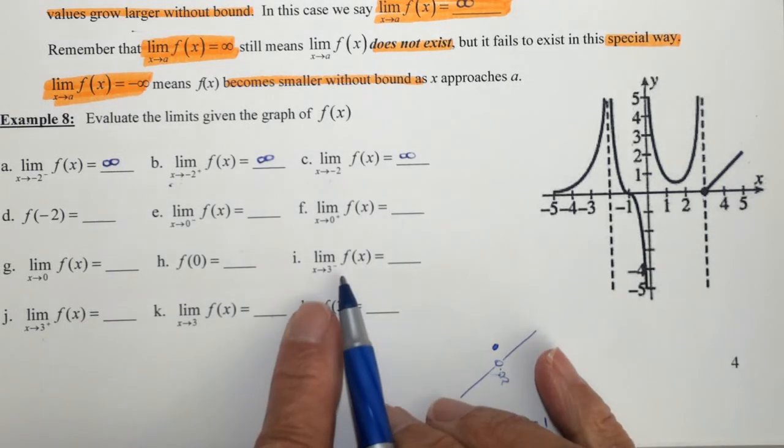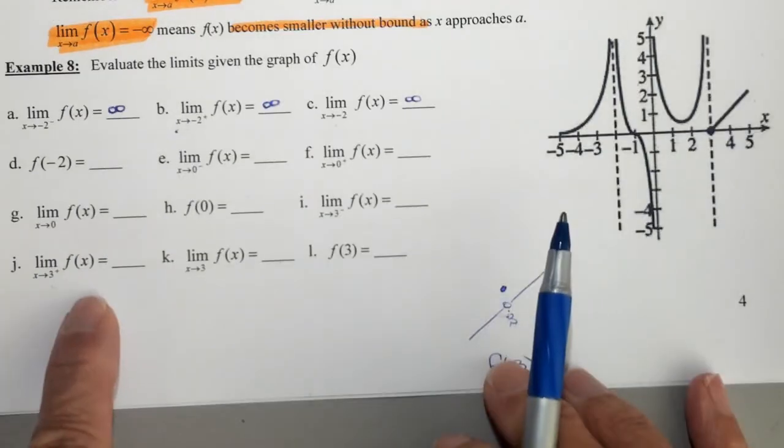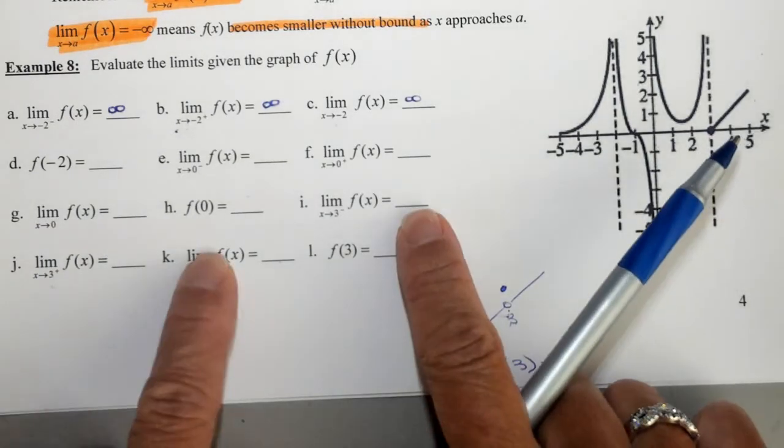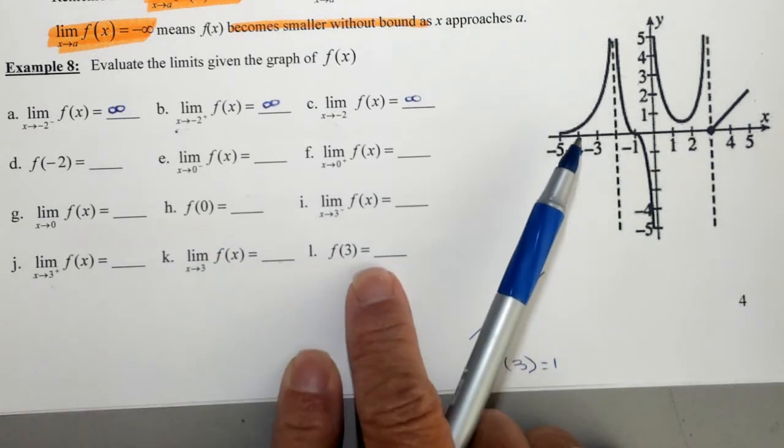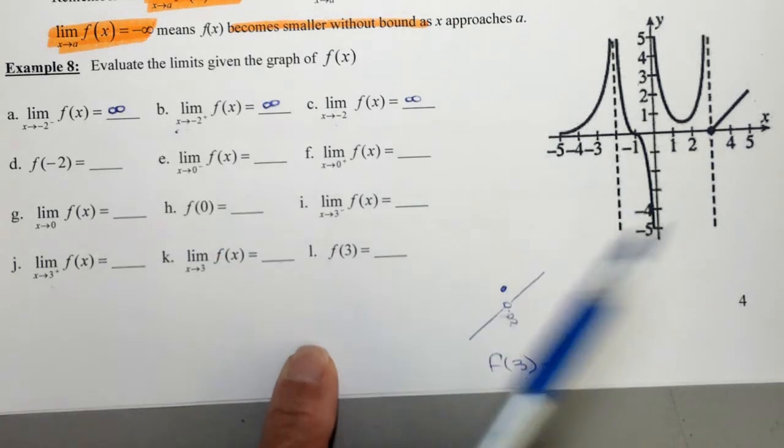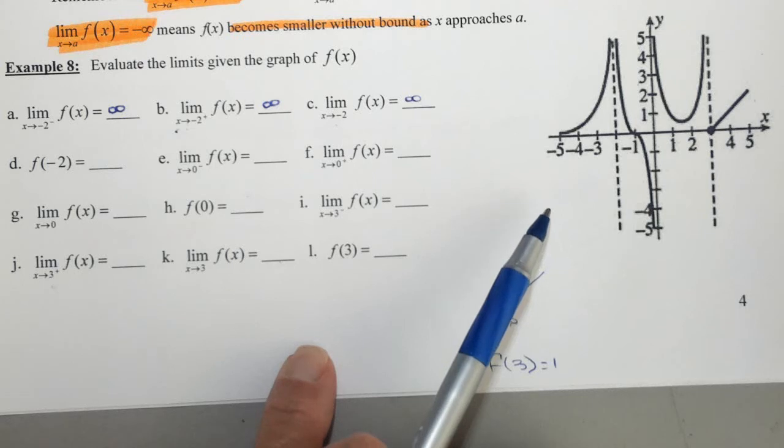Okay, so then the limit as x approaches 3 from the left. Perfect. Okay, what about from the right? Not the same, so what is this? What about f of 3? Awesome. Questions? You guys are killing it. Everybody's good? Yeah? Okay.